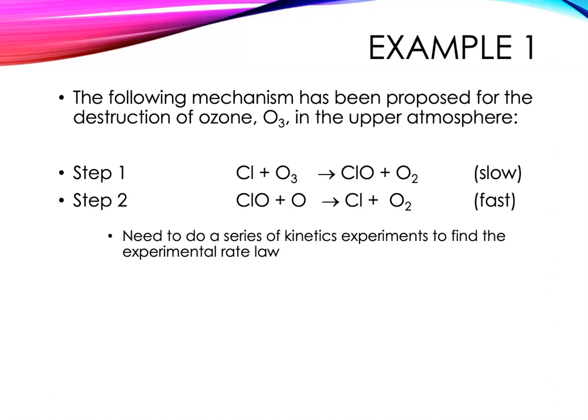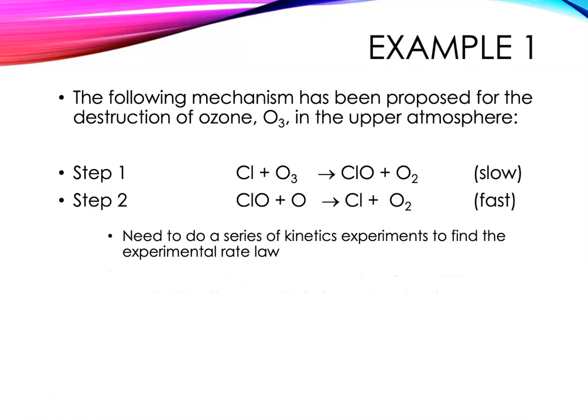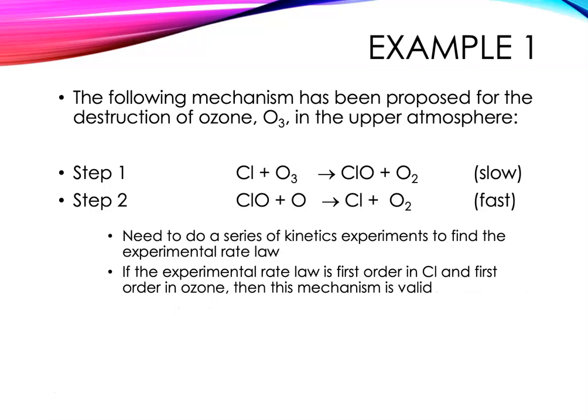If the mechanism is going to be a valid mechanism, a reasonable proposal, it has to match what we see experimentally. So when I say the molecularity of the slow step in the proposed mechanism has to match the overall reaction order in the experimental rate law, what that means is that I need to do a series of kinetic experiments to find that experimental rate law. If my experimental rate law works out to be first order in Cl and first order in ozone, and therefore second order overall, then this mechanism is consistent with that and we can say it's a valid mechanism.